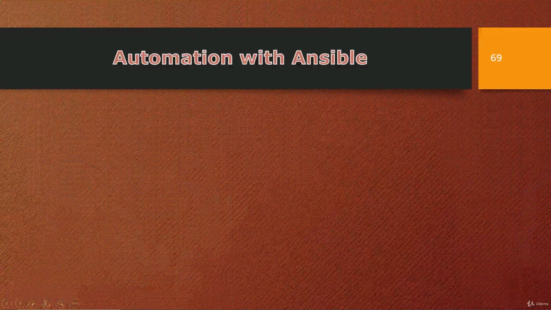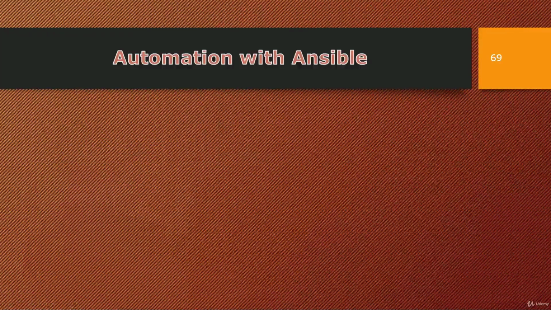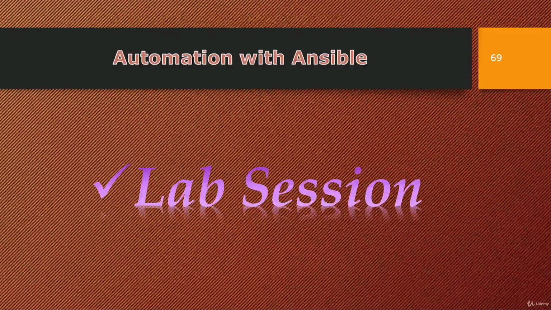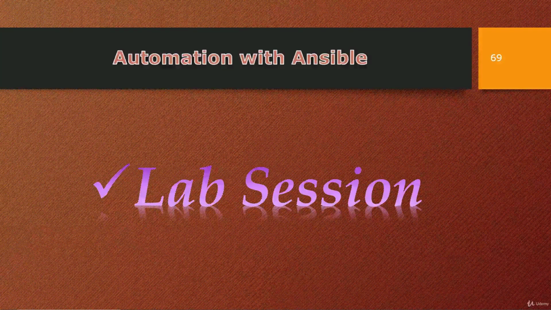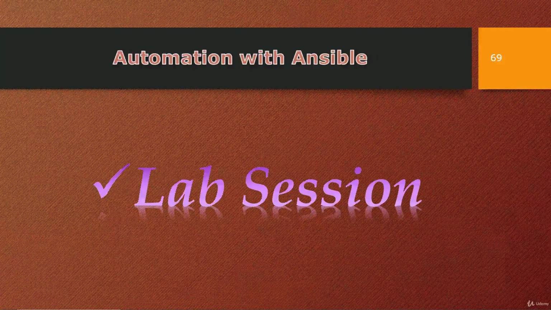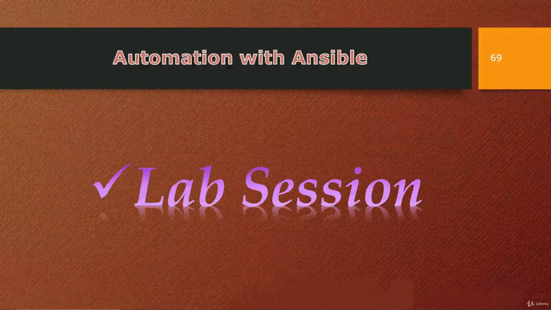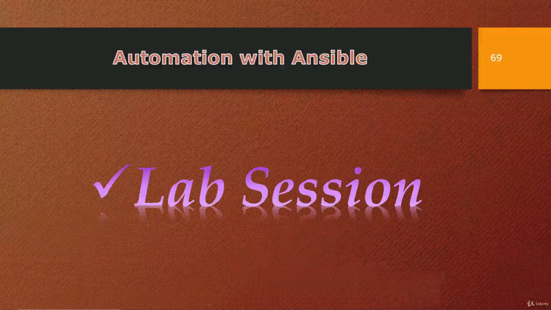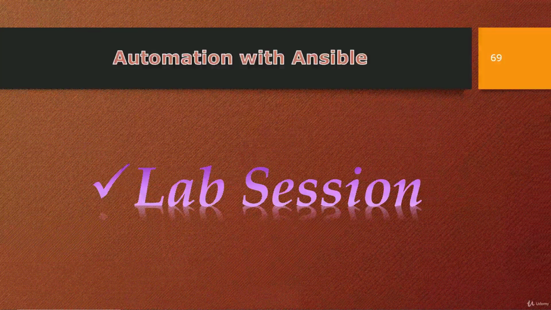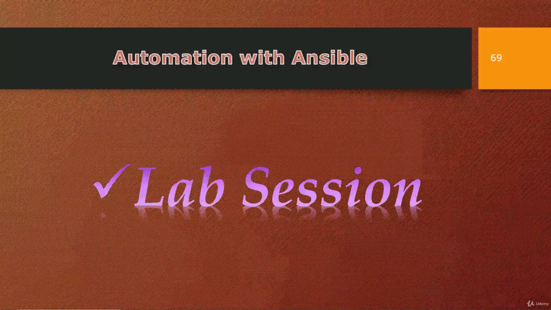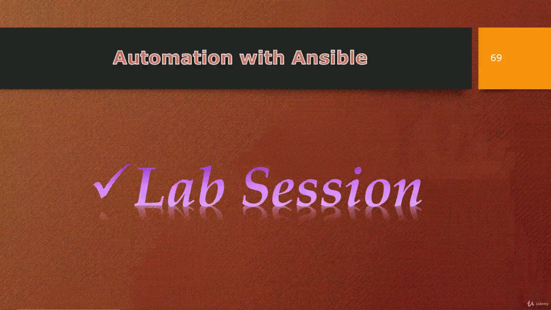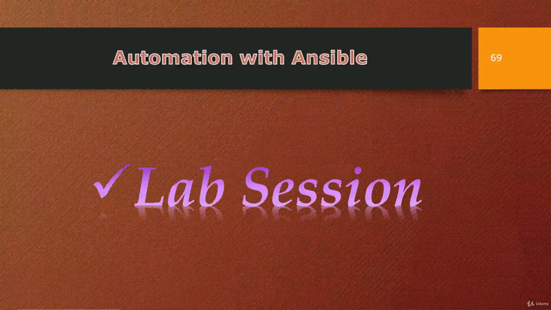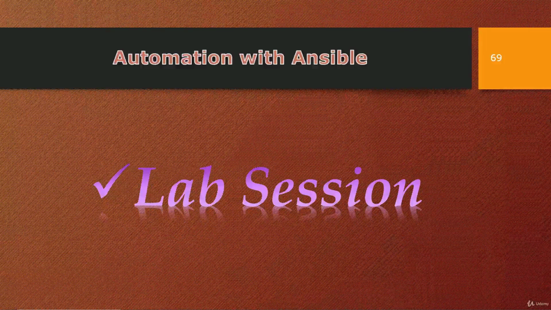Hello everyone, and welcome to Automation with Ansible. This is a lab session in which I am going to create a complex playbook, and that playbook is basically for the installation of Apache web server. We all know that there are a lot of steps required for the complete installation of Apache web server. So this is what I am going to do with the playbook. I am going to put all the tasks one by one which are required for the installation of Apache web server.